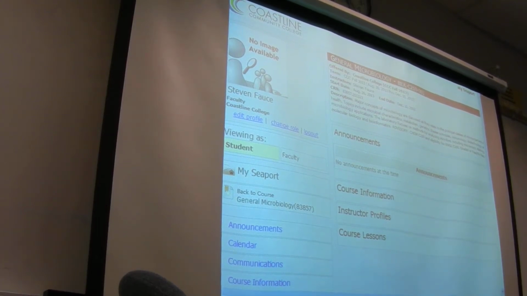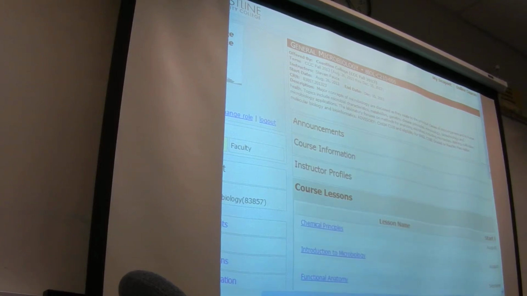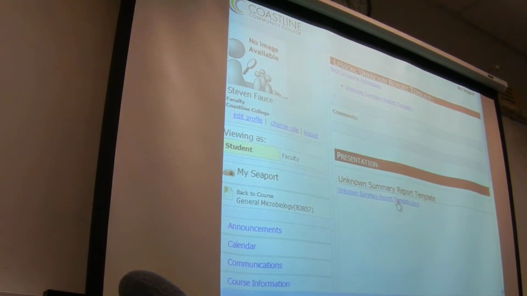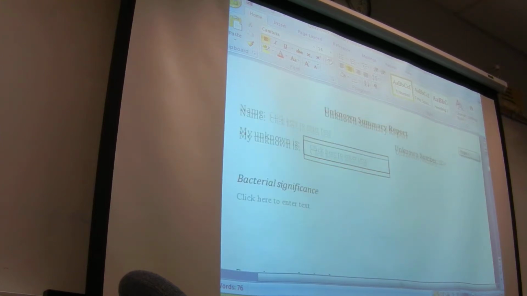So here's our CPORT page. It's under course lessons where we keep our PowerPoints. Get on to today's date. There's something called the unknown report template. Just a Word document. Okay, so at the top, enter your name, enter the number of your unknown, and then here in the boxes where you want to write what you think your unknown is, the species name. Okay. And then here are the sections I'll talk about right now.